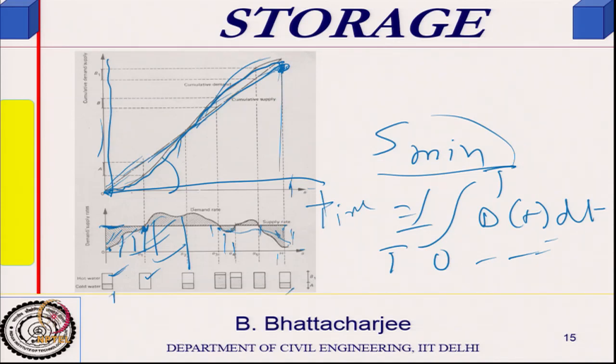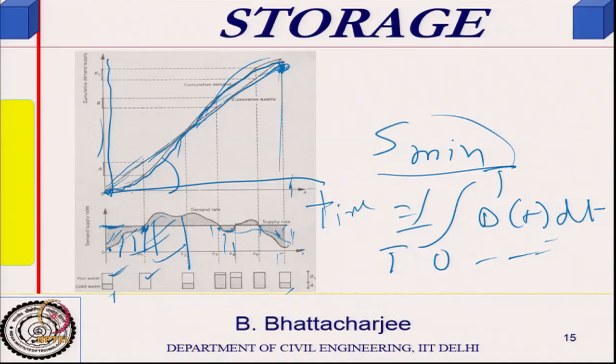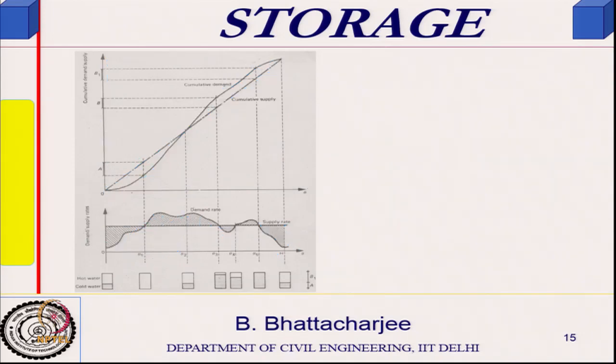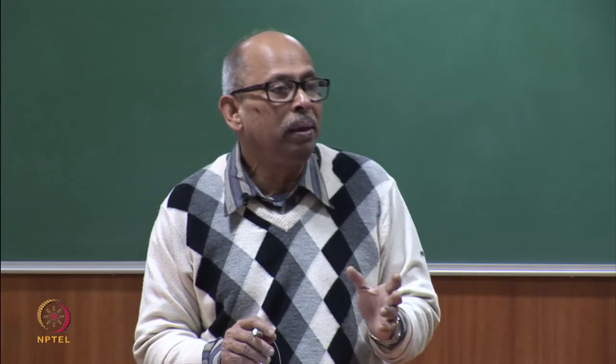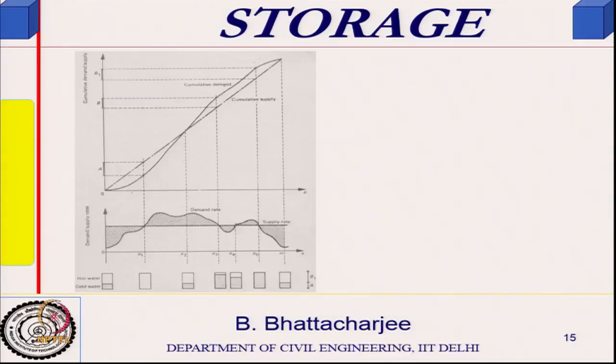This diagram and this diagram are the same. We want to find out what is the capacity of the storage I require. The capacity of the storage will be the maximum of these differences, because this height gives me the difference between cumulative supply and demand. So, maximum of this plus this is what I will require as storage: the maximum of y plus the absolute value of y minimum. These differences give me the storage.